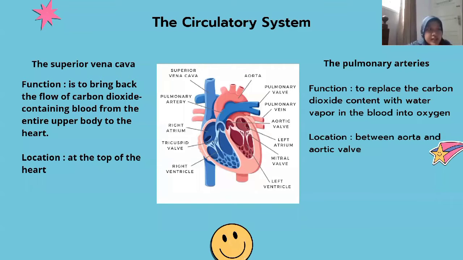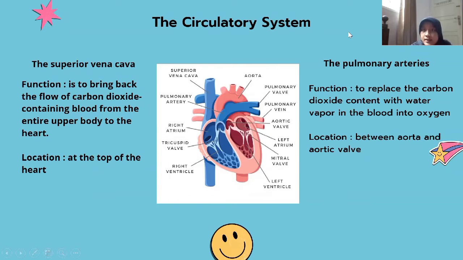Thank you, Huri. Okay, the superior vena cava, or vena cava, is a large vein in the human body. Function: the vena cava brings back the flow of carbon dioxide-containing blood from the entire upper body to the heart. Location is at the top of the heart.